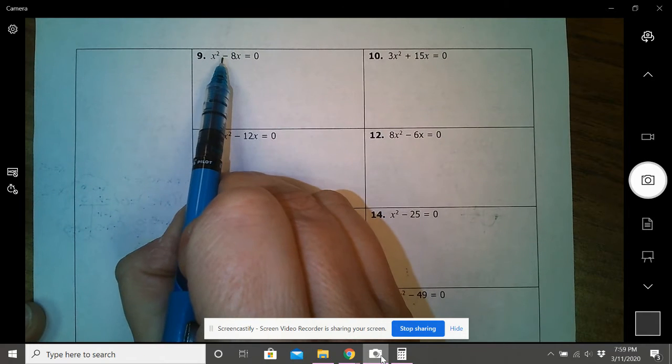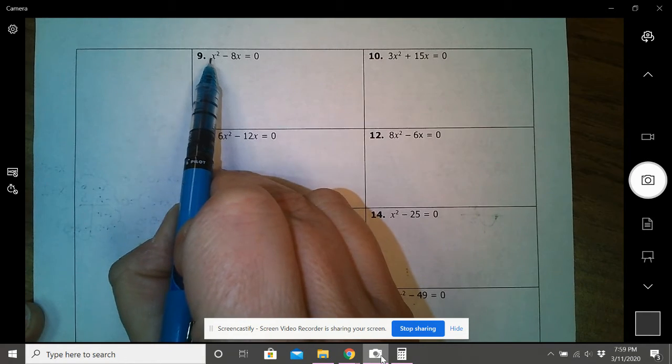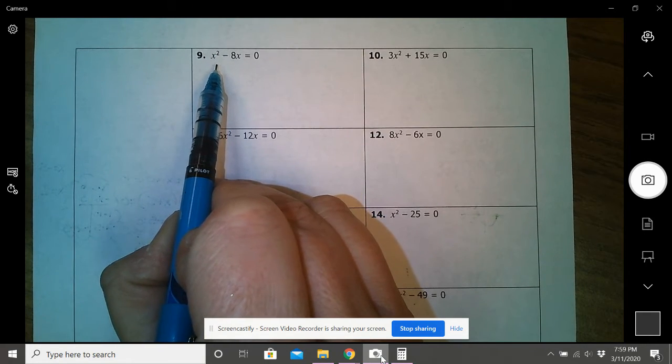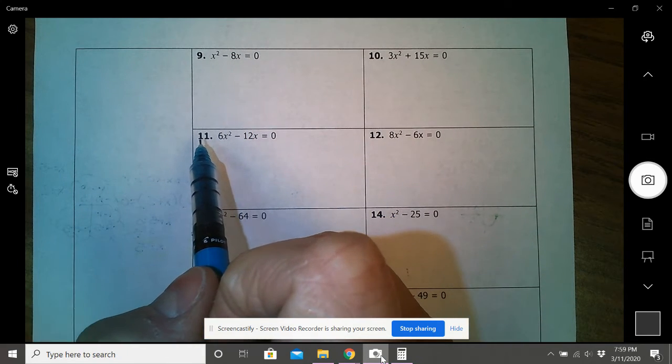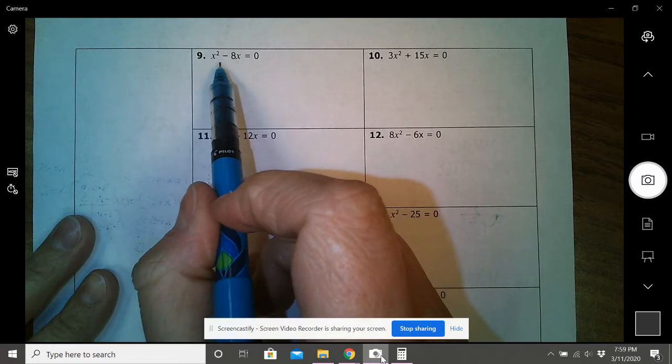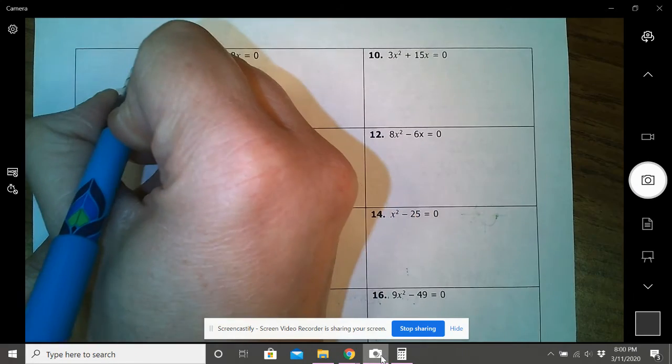It is a minus. We can take the square root of x squared and it comes out as a whole, but we cannot take the square root of 8. That comes out as a decimal. So this is not a difference of squares problem. This is a GCF problem.